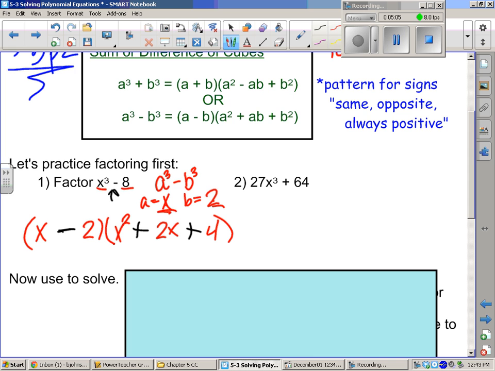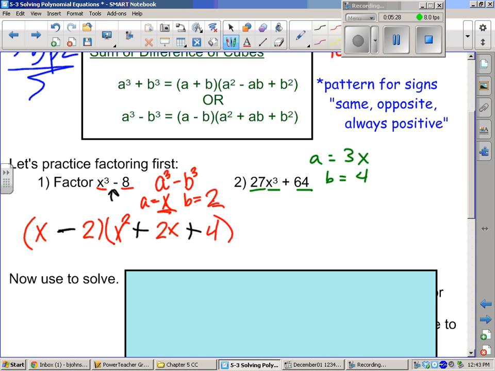All right. I'm going to check first to see if these are cubes. 27 is 3 times 3 times 3, so that is a cube. This is obviously a cube with the little 3. 64 is 4 times 4 times 4. So my A is 3x and my B is 4, because you cube rooted those terms.